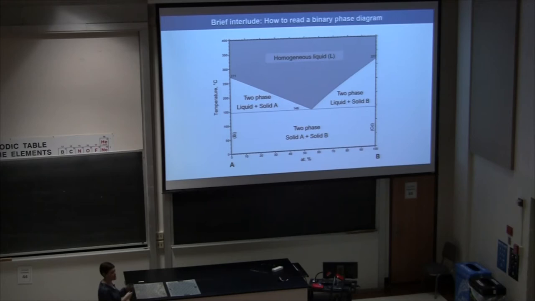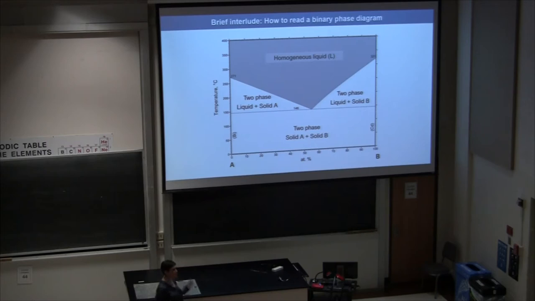So this line here represents the case where we have 100% bismuth. And this line here represents the case where we have 100% cadmium. And then everything in between is a mixture of the two adding up to 100%. So for example, right here, I have 30% of B and 70% of A. So what's going on in these different regions? Up here, the dark region, this is my homogeneous liquid. That's where everything is melted.